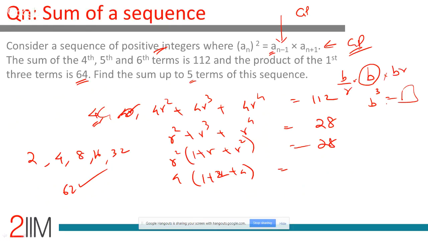Once you know the sequence is 2, 4, 8, 16, 32, sum of the 5 terms, you just add it up. Don't plug in the formula or anything. Right? Definition of GP, an square equals an minus 1 into an plus 1. Funda of GP, product of 3 terms is given, you know the middle term. Second term is known, product is given. You're walking this question.